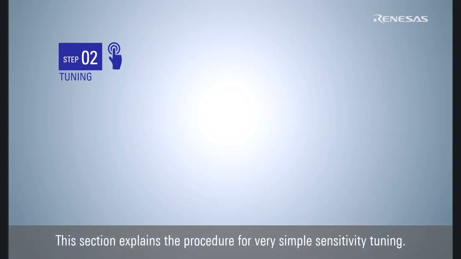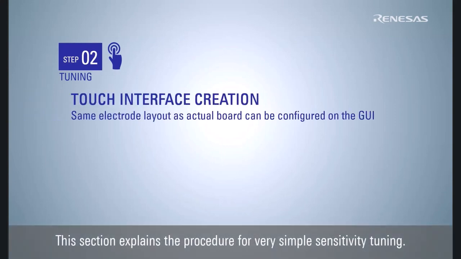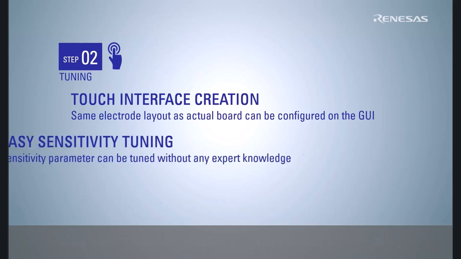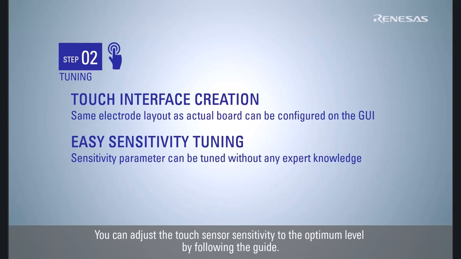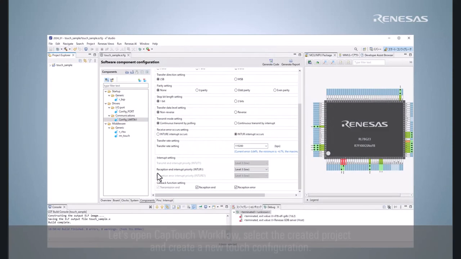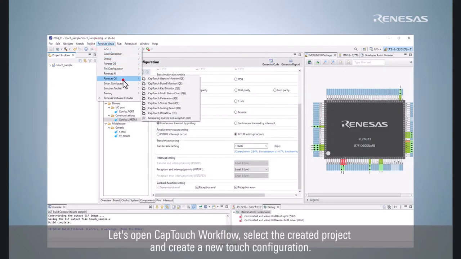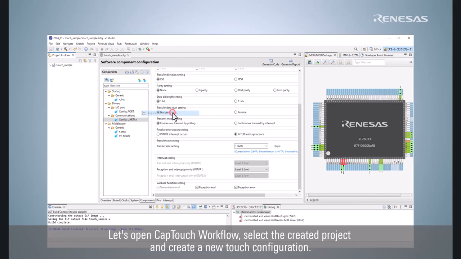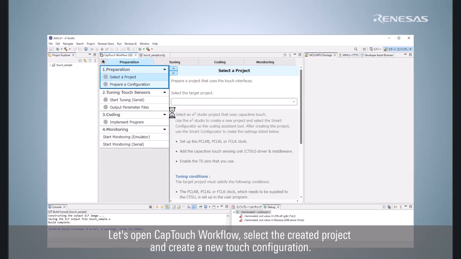This section explains the procedure for very simple sensitivity tuning. You can adjust the touch sensor sensitivity to the optimum level by following the guide. Let's open CapTouch Workflow, select the created project, and create a new touch configuration.